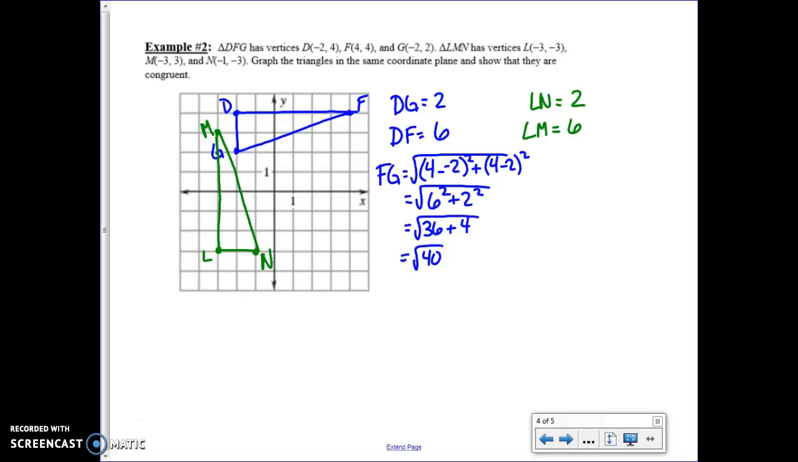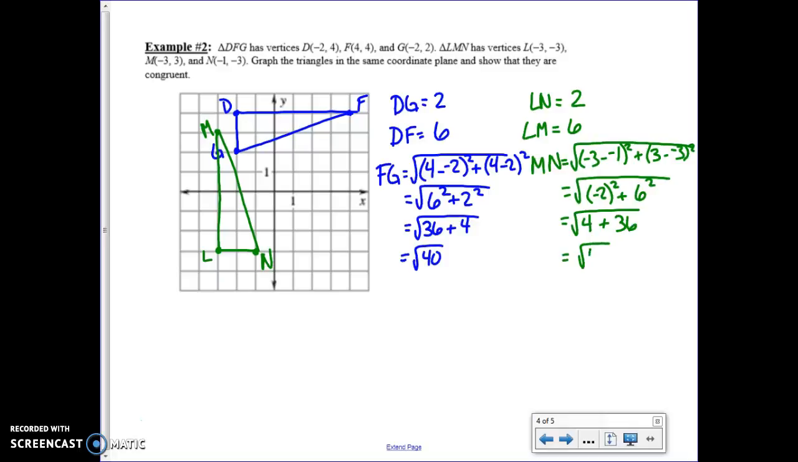So then I'm going to look at, since I did FG, M, N. So point M is at -3 minus a -1 is our N. Square that. And then our y values are 3 minus a -3 and square that. So -3 minus a -1 is like -3 plus 1. So I get -2 squared. And then 3 minus a -3 is 6 squared. So -2 squared is 4. 6 squared is 36. So I get the square root of 40. And look at that. They match.